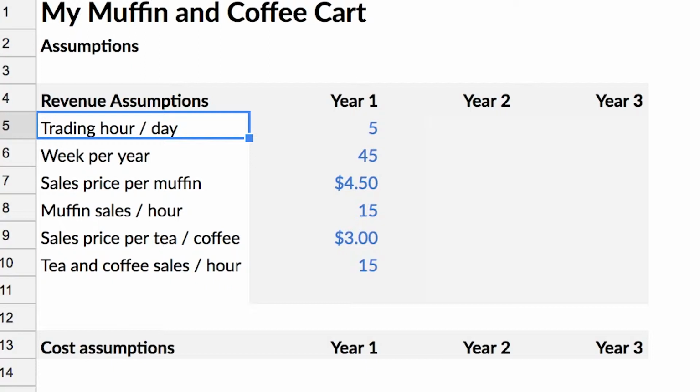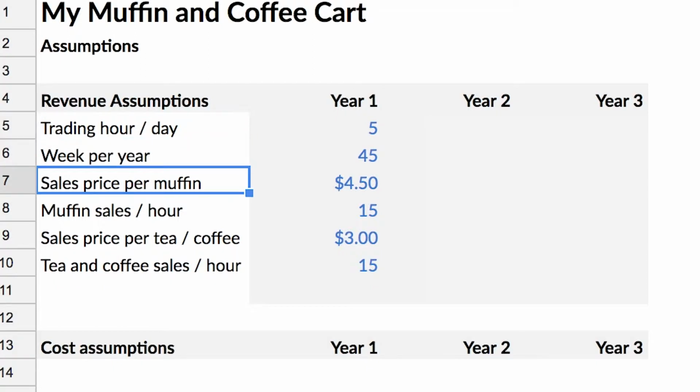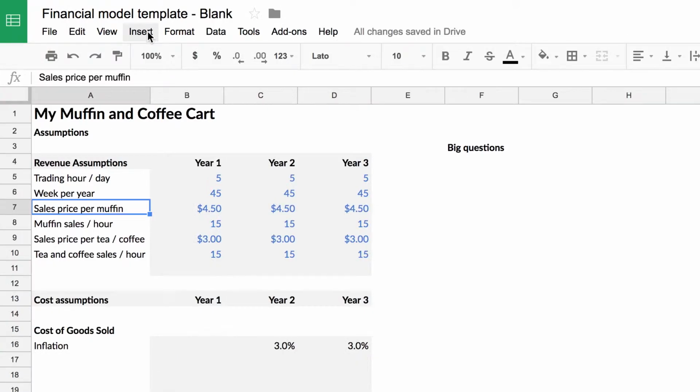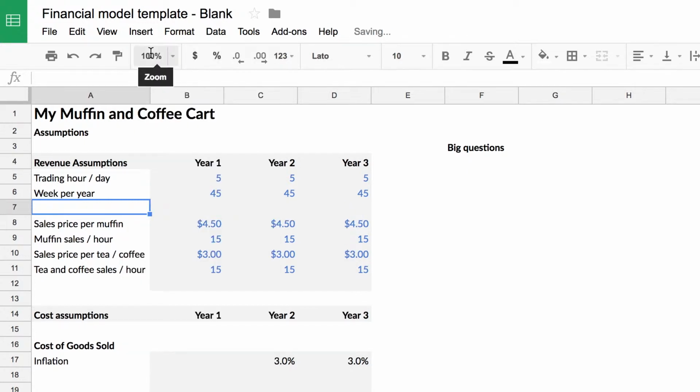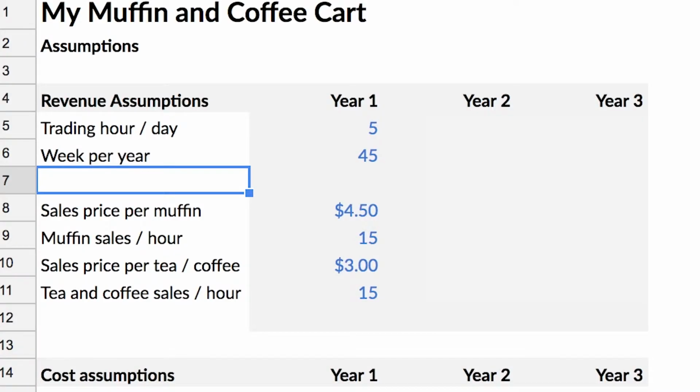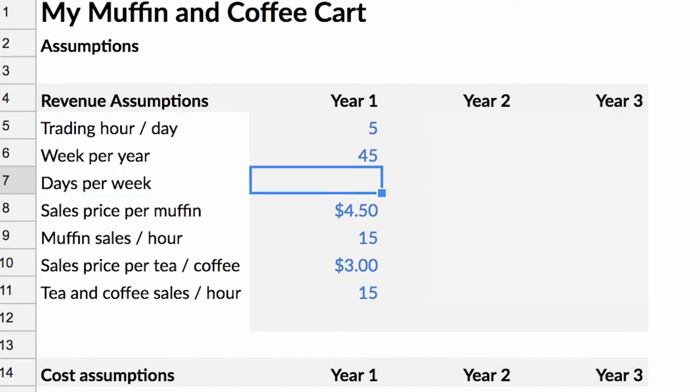That's important. Are you going to operate 5 days a week, or are you going to operate 7 days a week? So we need to add that assumption in, days per week, and it's typically good to keep like assumptions with like. So we need to insert a row. So if we just go insert row above the sales price per muffin, and we add in days per week. And let's assume we're going to be open 5 days a week, because it is quite nice to have weekends.